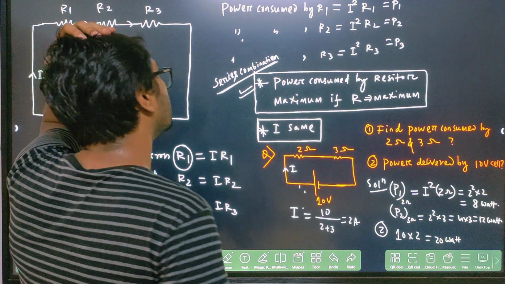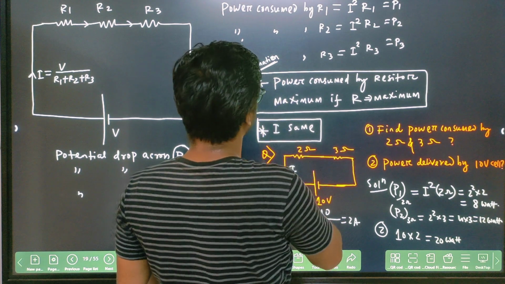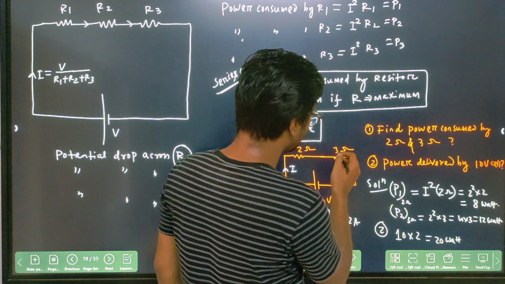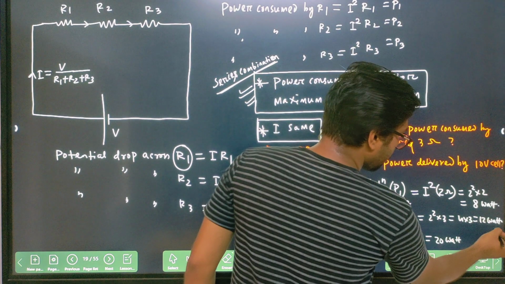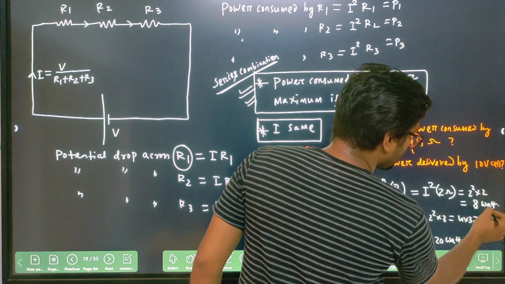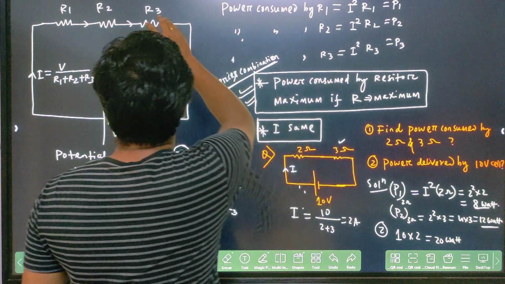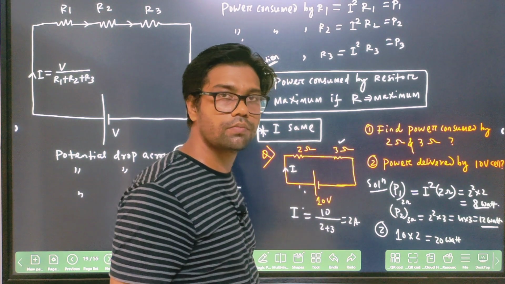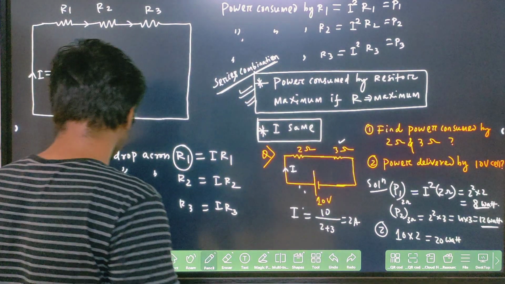Clear? Okay, this thing you see here. This statement also you can verify here: power consumed by the resistor is maximum if the R is maximum. You see here, R is maximum for what? 3 ohm it is maximum. So here you are getting 12 watt, here you are getting 8 watt. Which one is bigger? 12 watt is bigger, right? Because the resistance here is bigger. This resistance is 3 ohm, so this resistance is bigger. That's why the power consumed by the resistor will be maximum for the series connection. Clear? Okay.